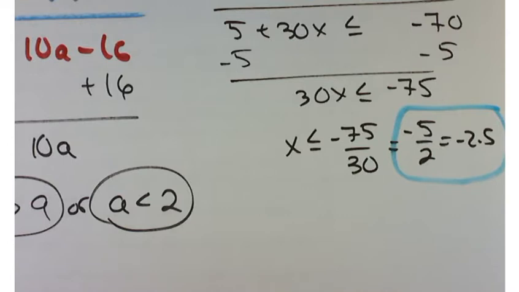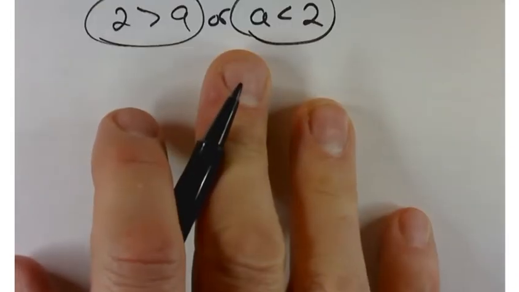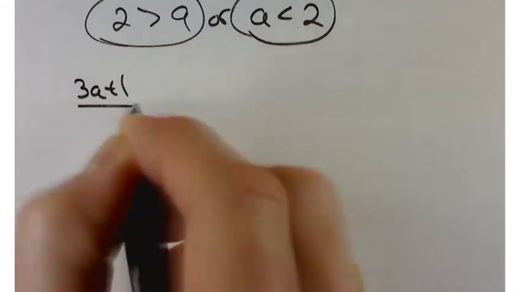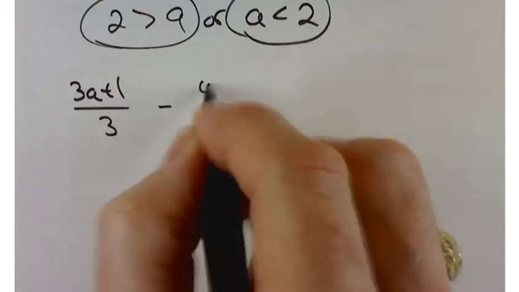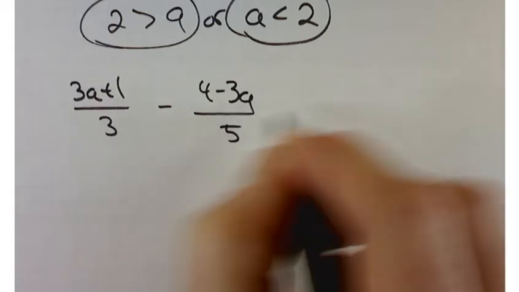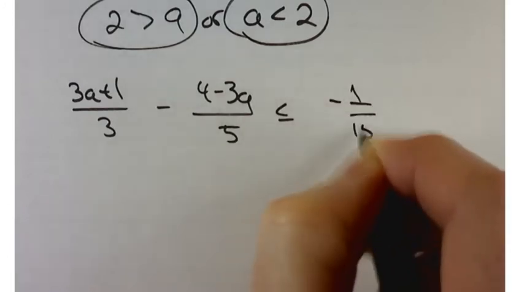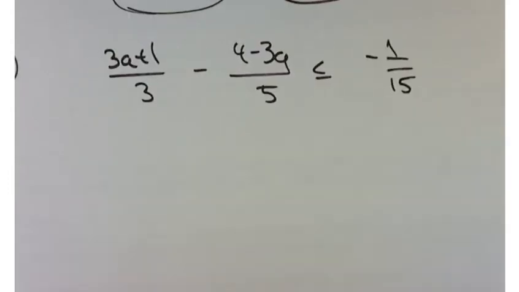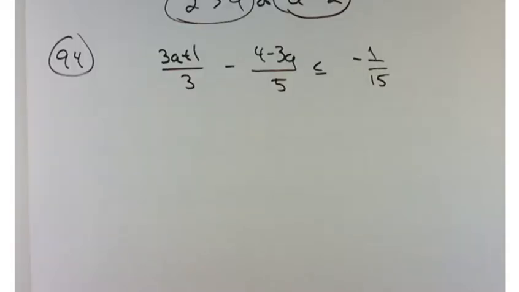All right, winding down this section, we got about 4 more problems to go. Let's continue with problem number 94. 3a plus 1 over 3, so going back to the fractions, minus 4 minus 3a over 5 is less than or equal to negative 1 over 15. So another one with fractions, and I'm hoping that you're getting used to fractions. How would we start out? LCD? Good. So, Max, in this particular problem, what's the LCD?